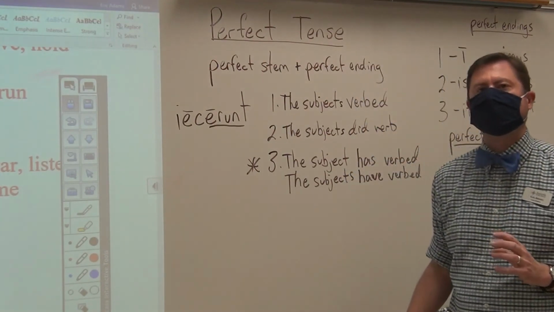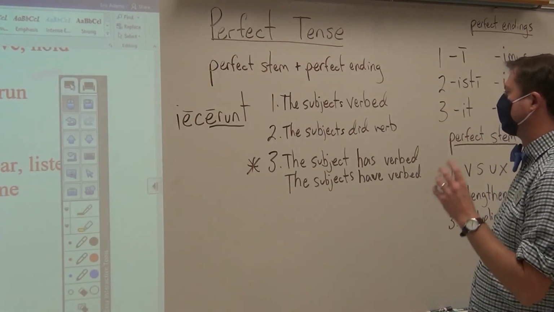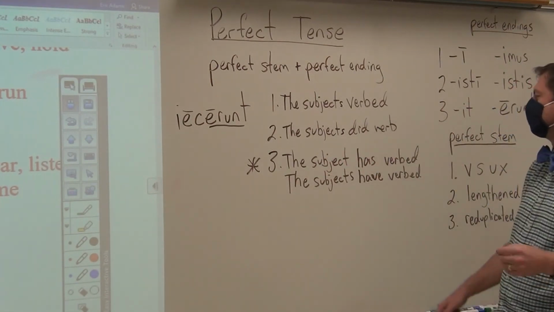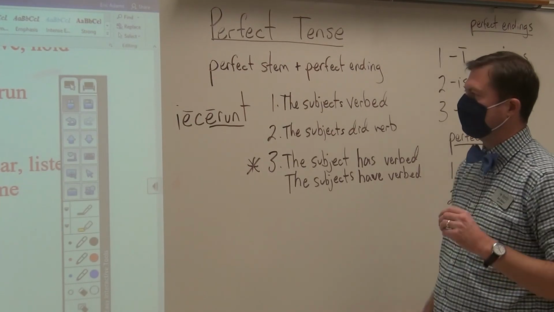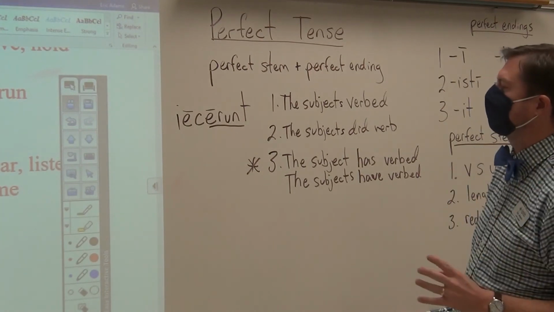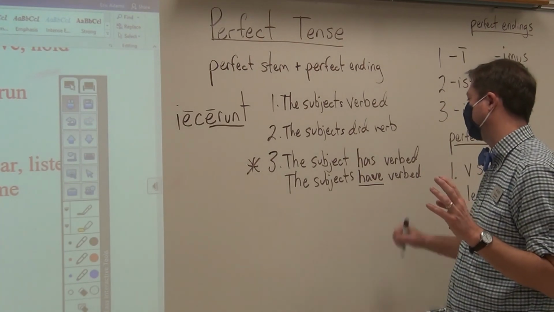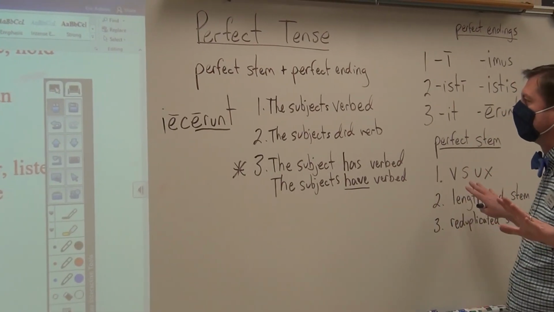And that's how you then will not only recognize a perfect tense, but the expression of the subject has verbed or the subjects have verbed is the way that you will be able to obviously express an action of the past, but completed. And your fourth and final item is the helping verb have, H-A-V-E, to truly indicate in English a completed item.